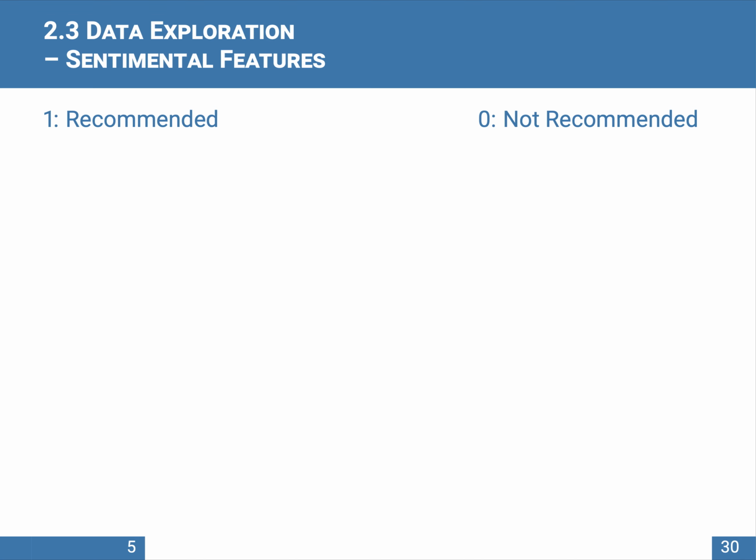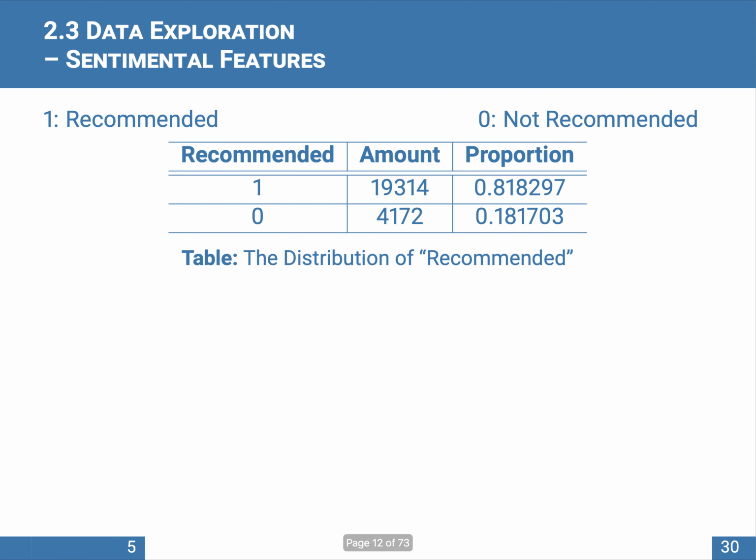Let's continue the data exploration. There are 2 parts in the sentiment feature, recommended and rating. For the recommended part, we use 1 as a label of recommended and 0 as not recommended. This is the distribution of it. For the rating part, we label the ratings of 1 and 2 as negative, 3 as neutral, and 4 and 5 as positive. This is the distribution of it.